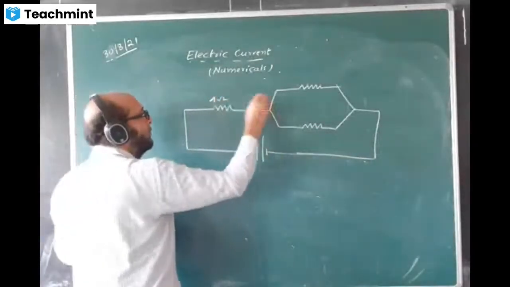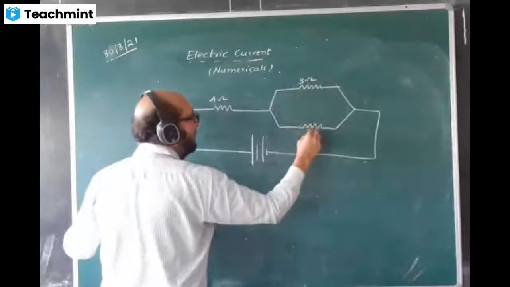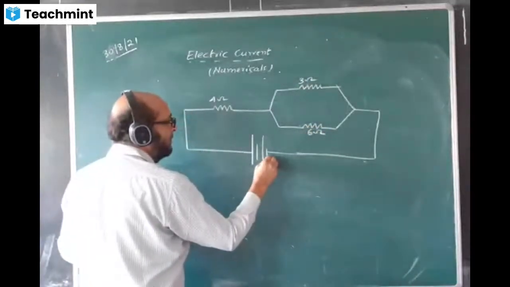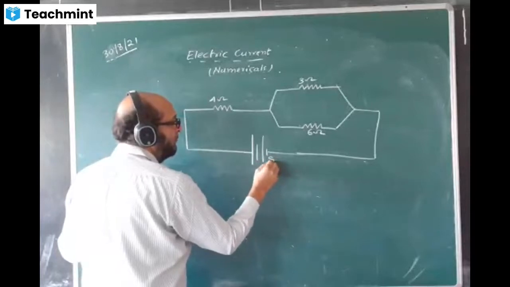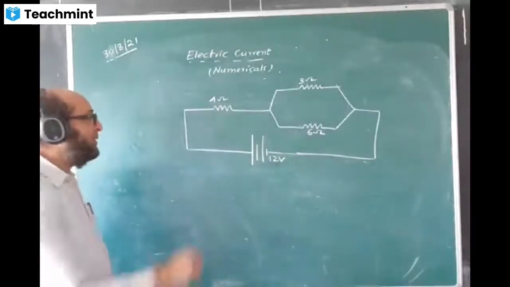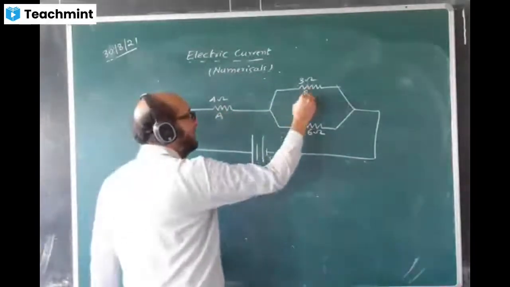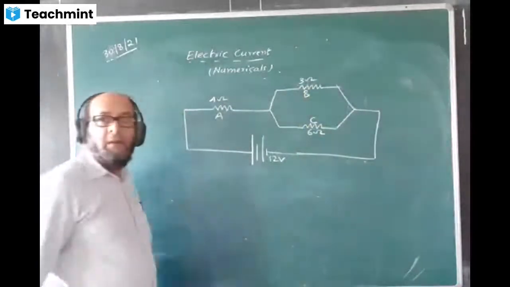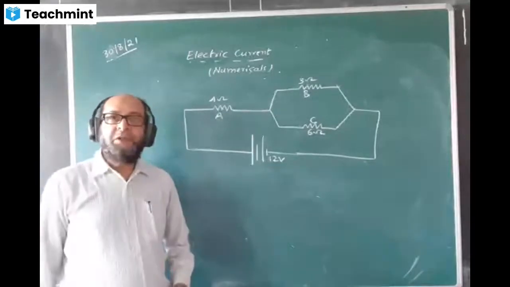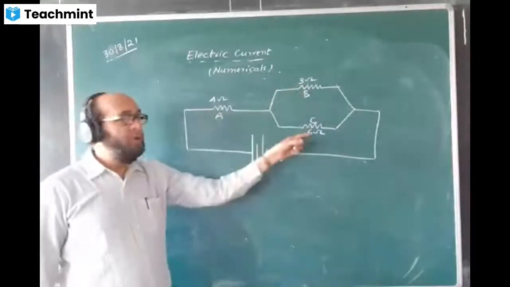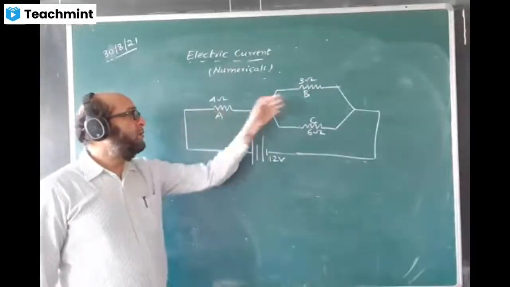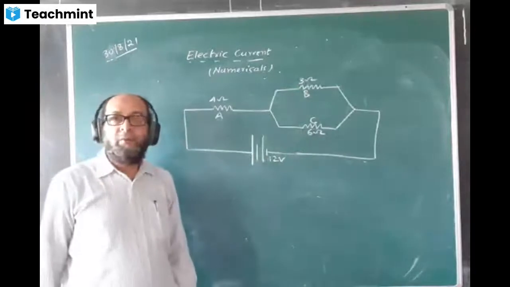This is 4 ohm, 3 ohm, 6 ohm, and this is 12 volt. 12 volt is given. This is the resistance A, this is the resistance B, this is the resistance C. And the question is asking to find the current through each of the resistors, through this also, this also, this also. That means you have to find how much current is flowing through resistor A, through B and through C. How much will flow through each.